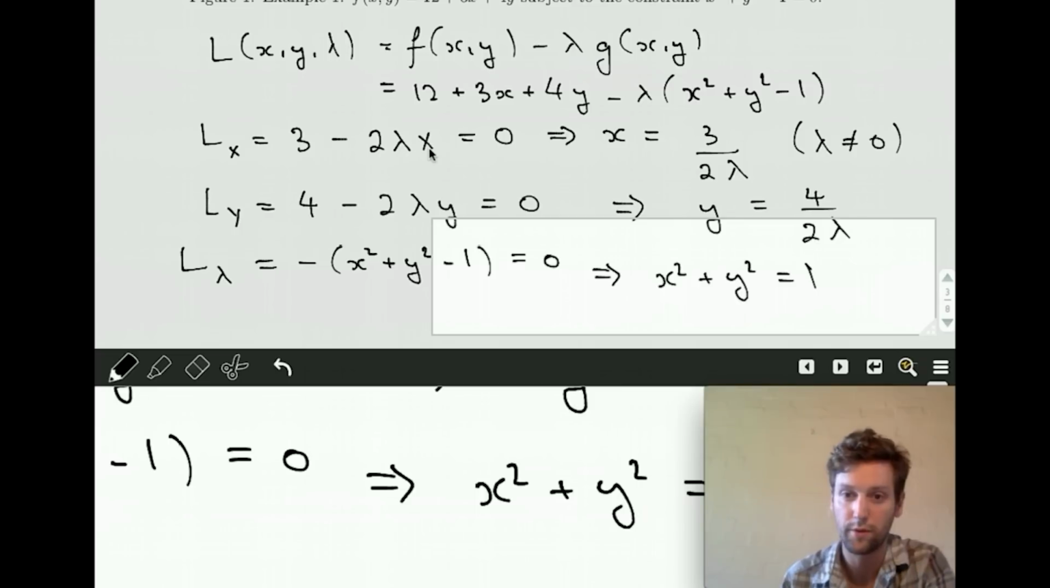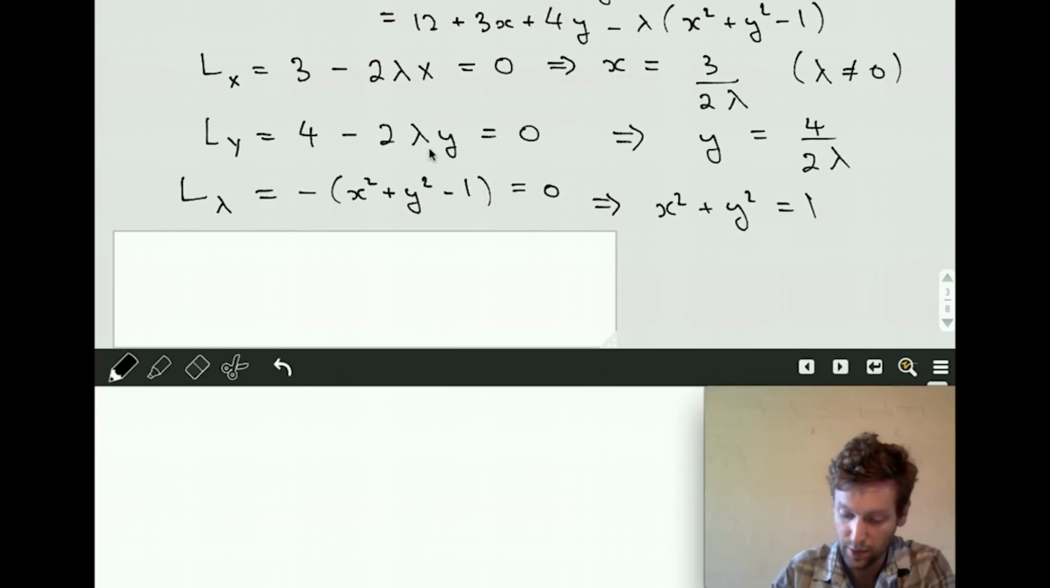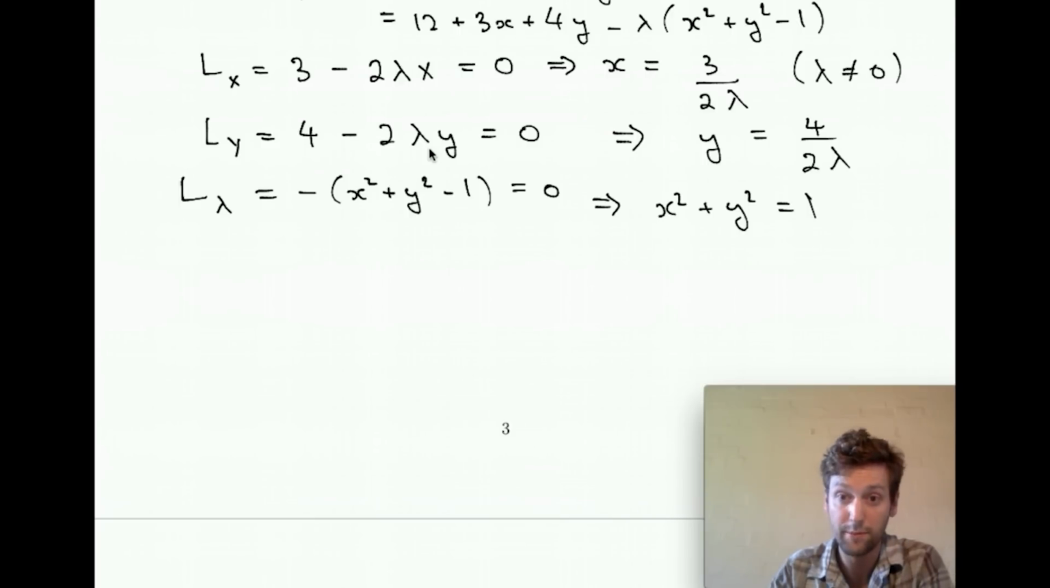It's the unit circle. So here are my three equations for three unknowns. X is equal to 3 over 2 lambda, y is equal to 4 over 2 lambda, and x squared plus y squared equals 1. Let's substitute those expressions for x and y in terms of lambda into my constraint to get a single expression for lambda.